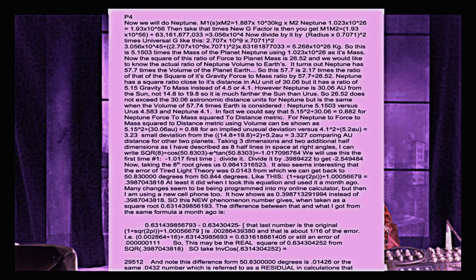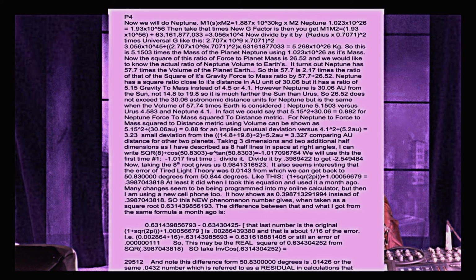So this is 5.15 times the mass of the planet Neptune, using 1.023 times 10 to the 26 as its mass, which is always up for debate, but this is the best information I was able to find. So now the square of the ratio of force to the planet mass is 26.52, and we would like to know the actual ratio of Neptune's volume to Earth, which again, various estimates exist. Turns out that Neptune has 57.7 times the volume of the planet Earth, and so this 57.7 is 2.17 times the square of the gravity force to mass ratio, by 57.7 divided by 26.52.